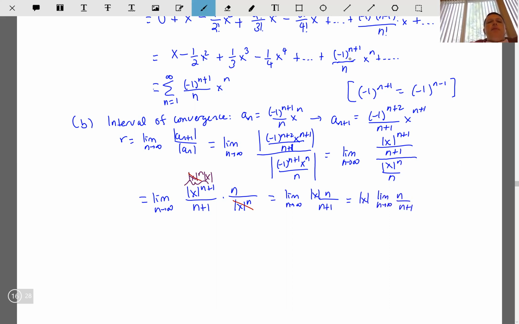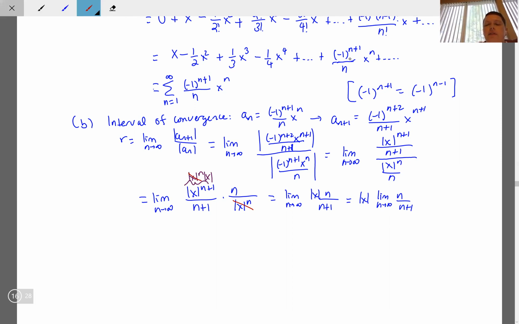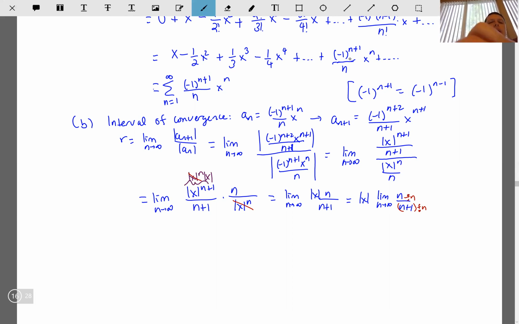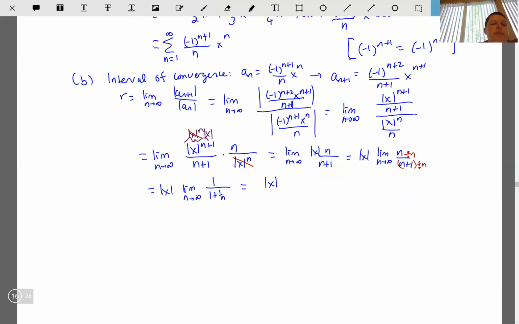And as I've said a million times, do not use L'Hopital's rule. It does not apply. These guys are not differentiable. But what I can do is I can divide the numerator and denominator by n. So if I do that, I have the absolute value of x times the limit as n goes to infinity of 1 over 1 plus 1 over n. So I get the absolute value of x times 1.